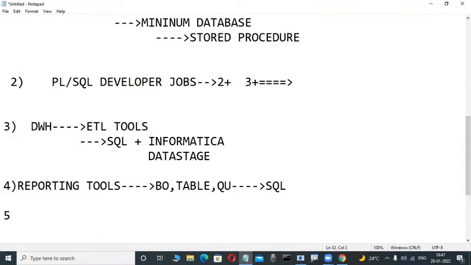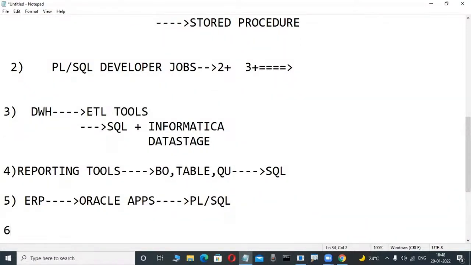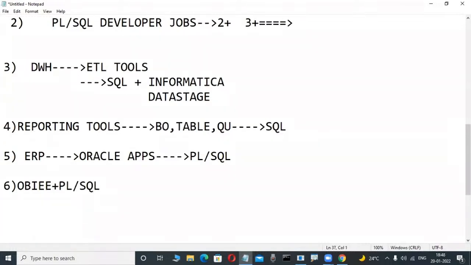Again, suppose some programmers are interested in the ERP side, Oracle Apps. What is Oracle Apps? It is an ERP, same like SAP. Oracle Applications 11i is there. These persons need very good knowledge in PLSQL. Those persons also learn these courses. Again, OBI programmers are there. OBI is a product, and there are PLSQL jobs with it. Those persons also learn these courses.